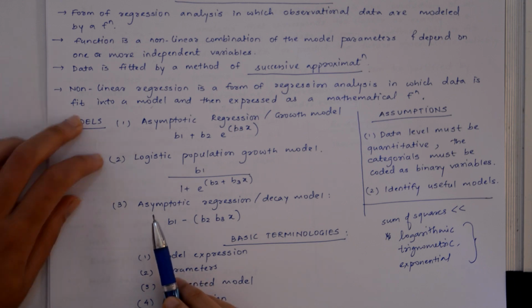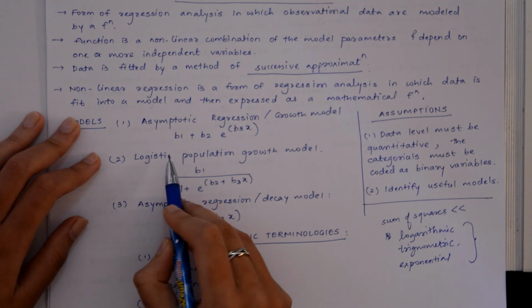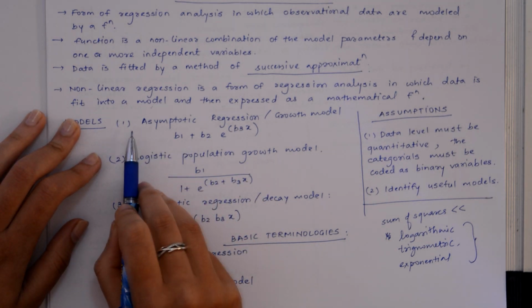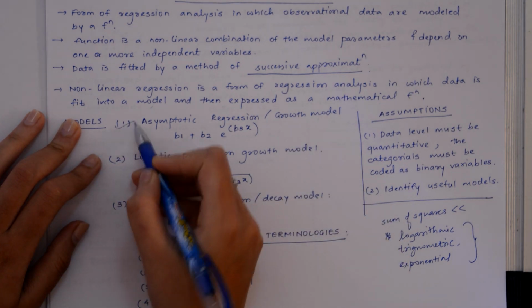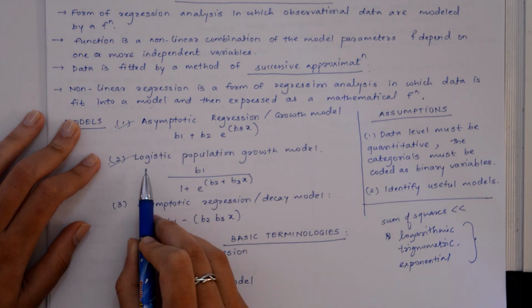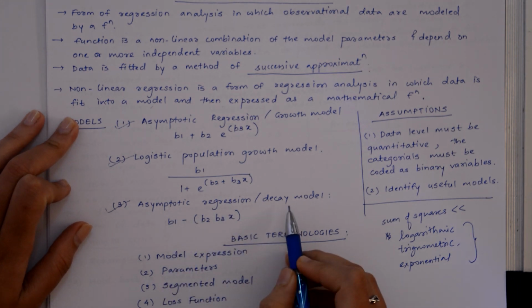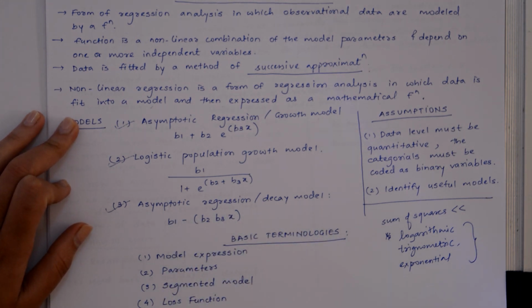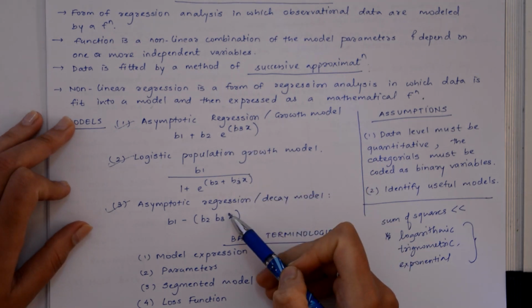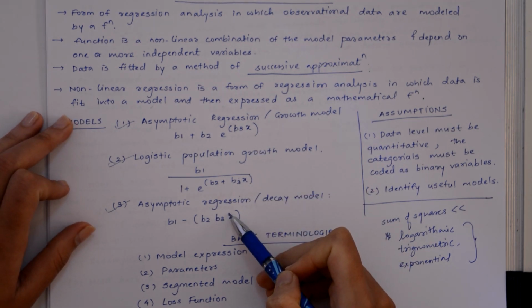There are various models. Now we will be seeing three models. First one is asymptotic regression or the growth model. Second one is the logistic population growth model. And the third one is the asymptotic regression decay model. We can see these are the expressions that are used to show them.